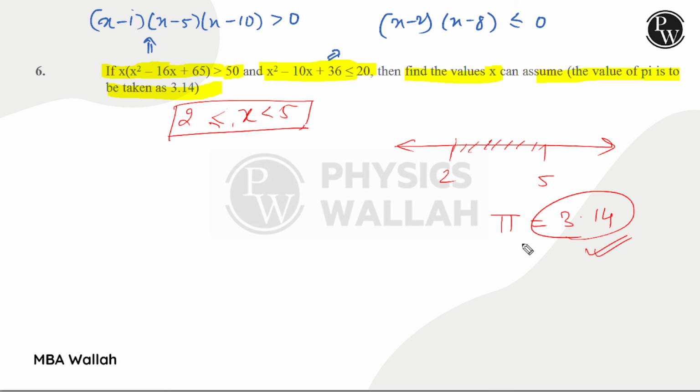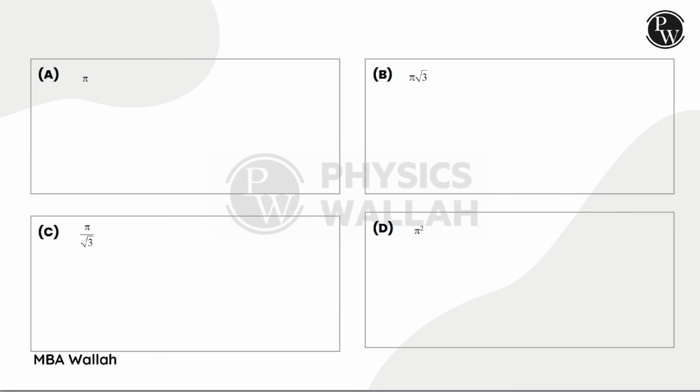So typically our answer should reflect 3.14. Now we'll just have to go back to the options and see which one gives us that. So option number A pretty much gives us the answer. So that has to be the answer to this question.